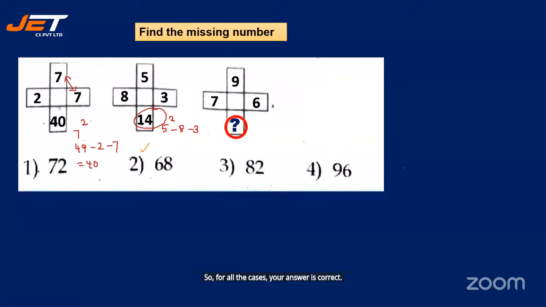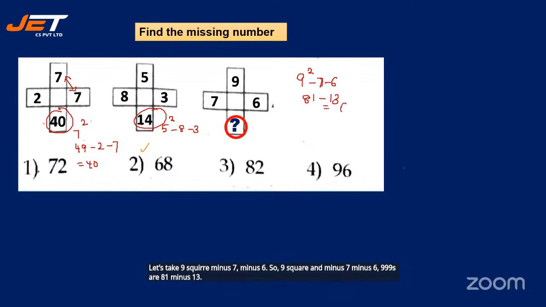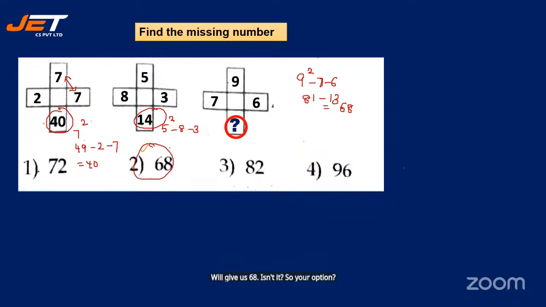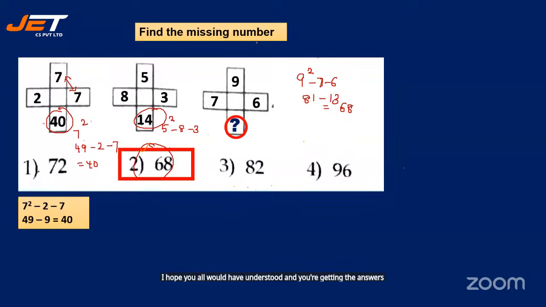So the same strategy, you can use it for the third one also. Yes? How? Let's take 9 square minus 7 minus 6. So 9 square minus 7 minus 6, 9 9s are 81 minus 13 will give us 68. Isn't it? So your option 2 is the correct one. All right? Yes. I hope you all would have understood and you're getting the answers correctly. Let's move on to the next question.